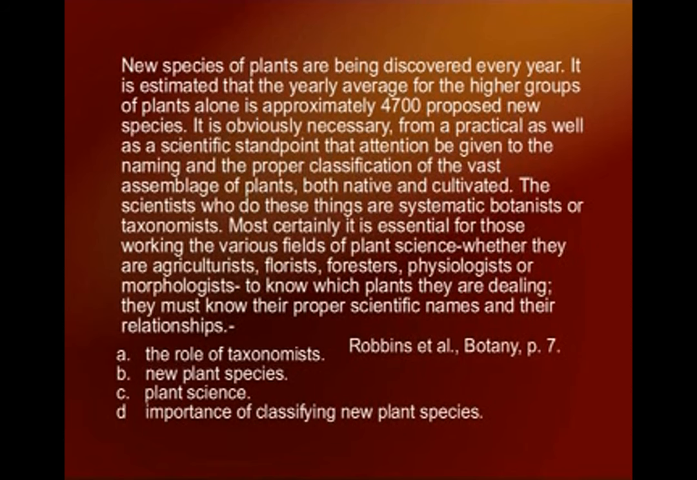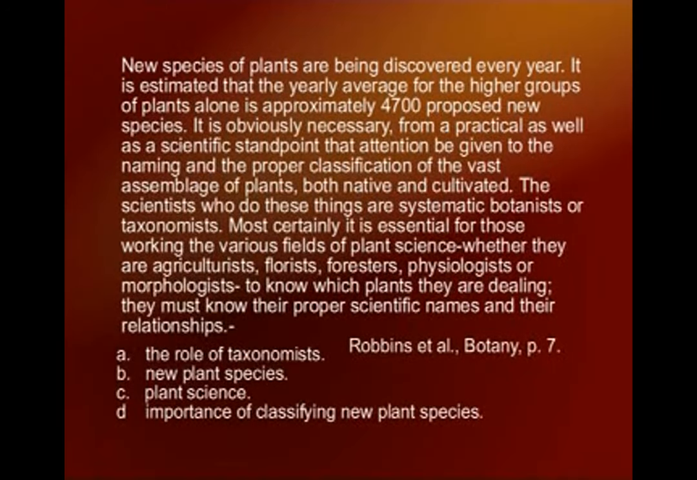It is obviously necessary, from a practical as well as a scientific standpoint, that attention be given to the naming and the proper classification of the vast assemblage of plants, both native and cultivated. The scientists who do these things are systematic botanists or taxonomists. Most certainly, it is essential for those working in the various fields of plant science, whether they are agriculturists, florists, foresters, physiologists, or morphologists, to know which plants they are dealing with. They must know their proper scientific names and their relationships.